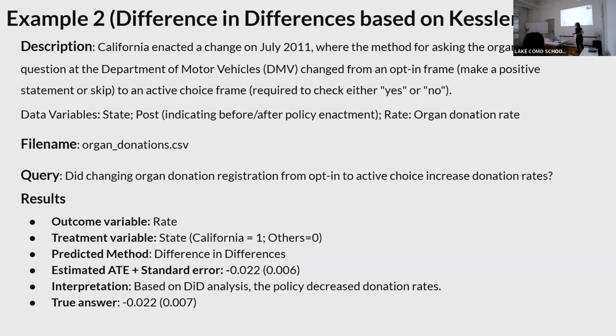The second study we do here focuses on replicating another economic study, but we again didn't show the model the paper at all. The model only knows the description, saying California enacted a certain change, and we want to check whether the change on organ donation registration from opt-in to an active choice increased the donation rates. So what it does is compare the pre-policy behavior and post-policy behavior, and conduct a differences analysis on California as a state versus others to see the causal effect.